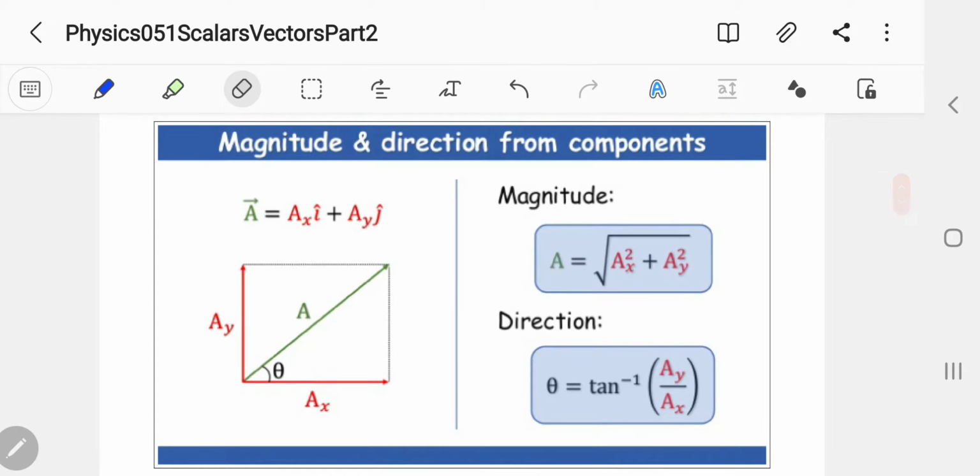So for the components, you can write the vector like that. So again, I've just told you earlier that the magnitude is just the square root of ax squared plus ay squared, and then the direction is, of course, arctan of ay over ax.